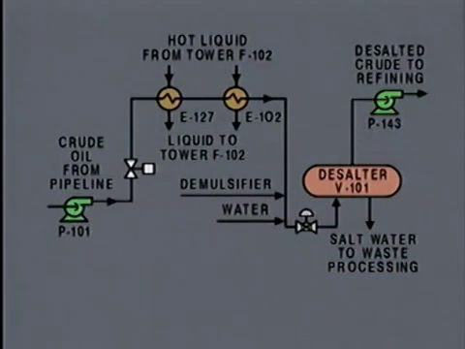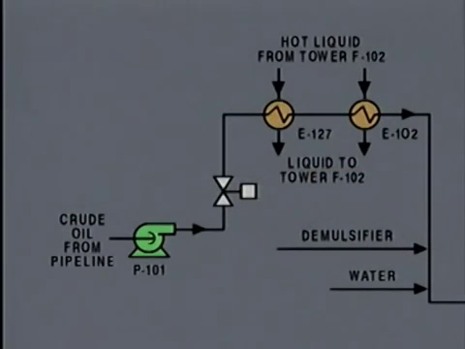Now that we've determined what comes into the system and what goes out, we're ready to look at the equipment that makes up the system. By looking at the diagram, we see that this system includes pumps, control valves, heat exchangers, and a vessel called a desalter. Using the diagram as a guide, we can locate the equipment in a plant by following the path that the oil takes through the desalter system. We'll start locating equipment in the plant where the crude oil enters the system, here at pump P101.